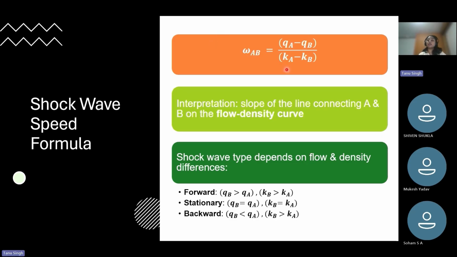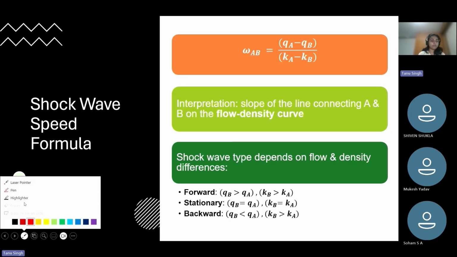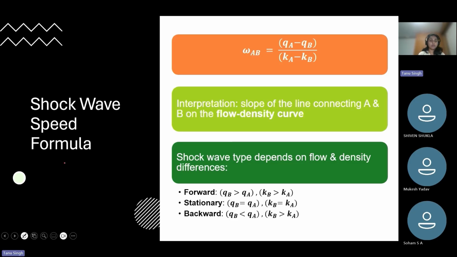So the shock wave speed for the two traffic states, A and B, is defined as change in flow divided by change in density. Mainly it is the slope of the line connecting A and B on the flow density curve. When we draw a flow density curve, this was the flow density curve.